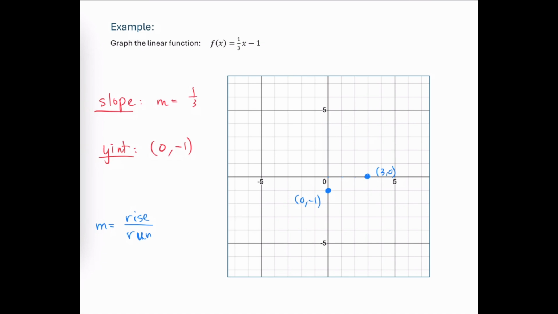But let's notice that we would still get a positive 1/3 slope if we went down 1 and then to the left 3. A negative divided by a negative is a positive 1/3, so we could have started from (0, -1) and gone down 1 and then to the left 3 to get another ordered pair on the line. And this one is situated at (-3, -2). And now that we have 3 ordered pairs, we can connect these dots with the line that represents this function f of x.